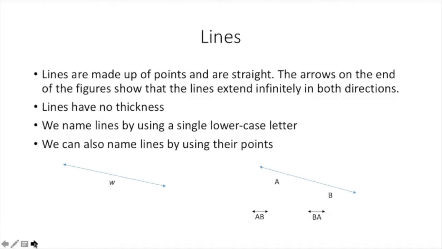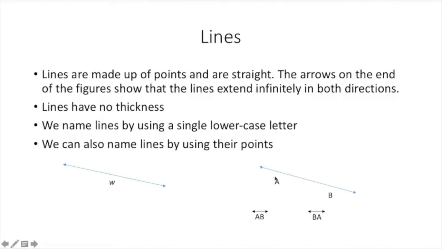The arrows on the ends of the figure show that they are extending forever and ever. Although the picture of the line that we have here, both of these, do have some actual thickness on our screen, lines themselves do not have any measurable thickness, unless it is explicitly stated that it has some type of thickness, okay? So the following are examples of lines. There are two ways we can name these. The first way is by using a single lowercase letter, such as W here. The other way is by naming the points on the line.